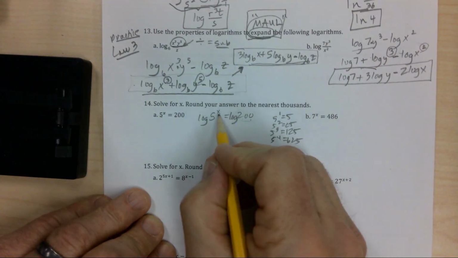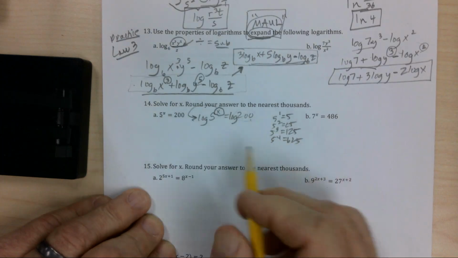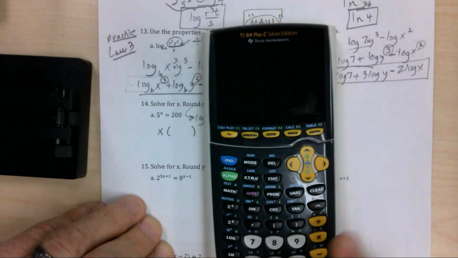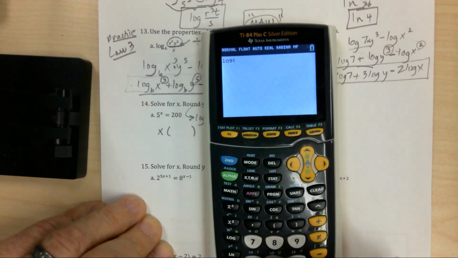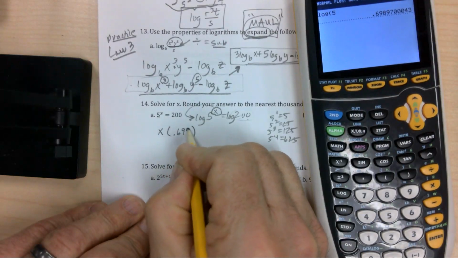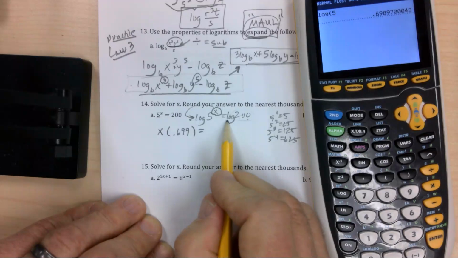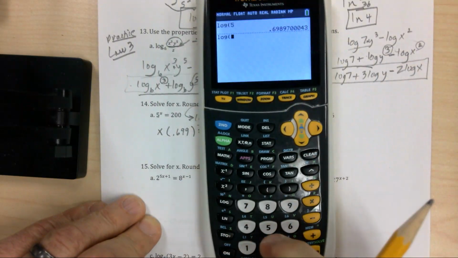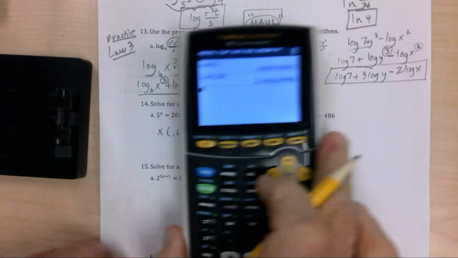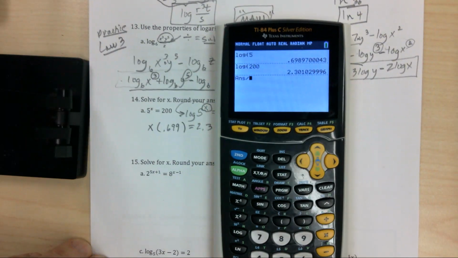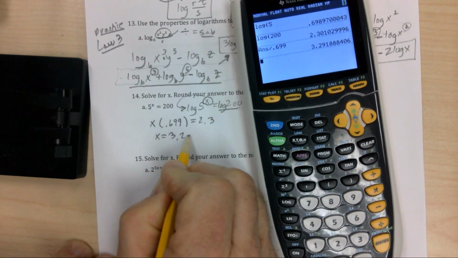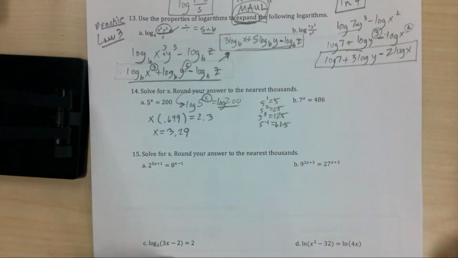and then follow through. Here's law 3. This is why you learn law 3. X comes in front. I'm going to look up log of 5, and that's 0.699. Probably should just call that 0.7. And then I look up log of 200, 2.3. Then I got to take 2.3, divide that by 0.699, being pretty accurate here. We'll just go, X is 3.29. That's how you get those done.